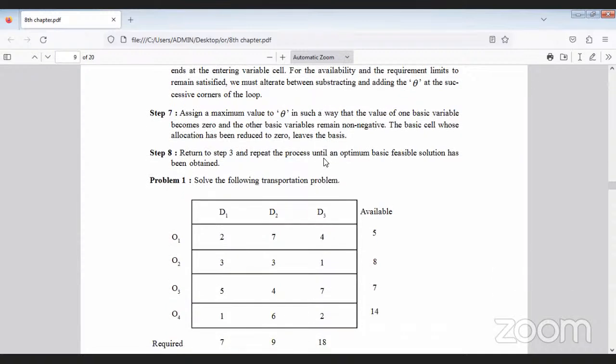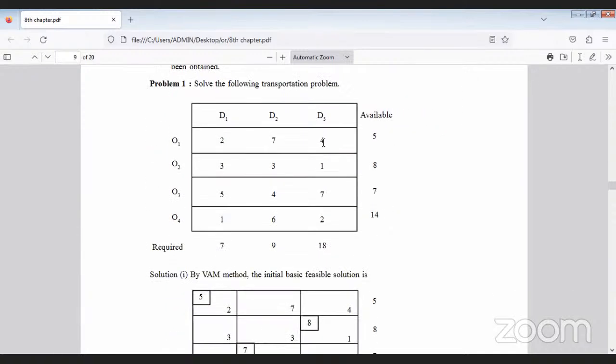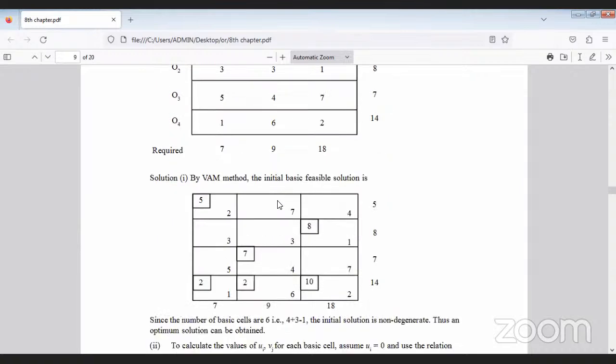The feasible solution has been obtained here. Solving the transportation problem: 274 here, 331 here, 547 here, 162.